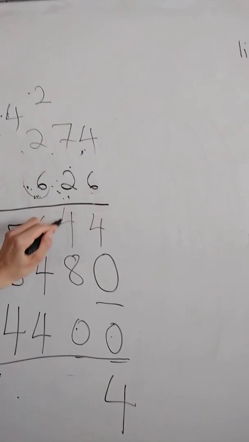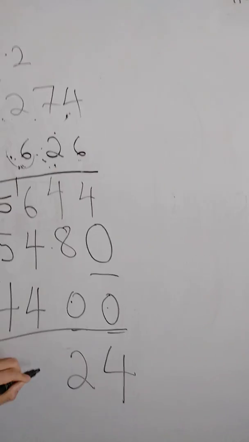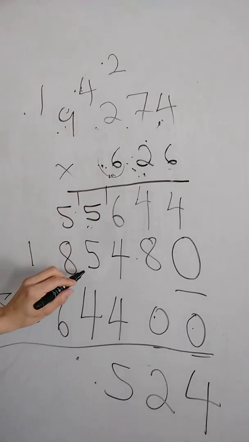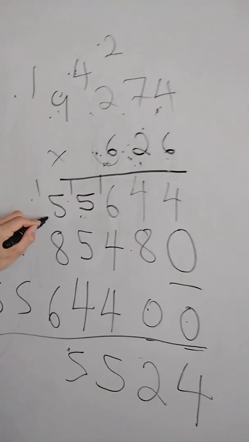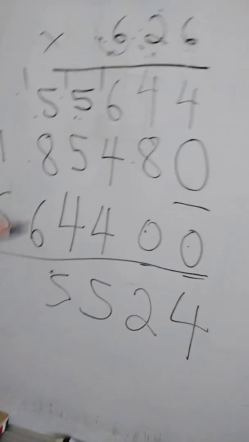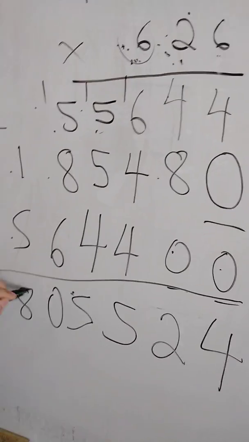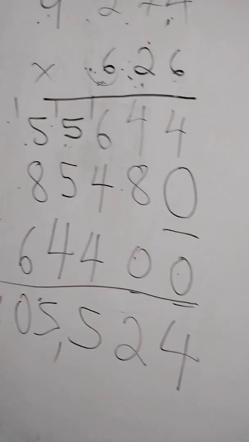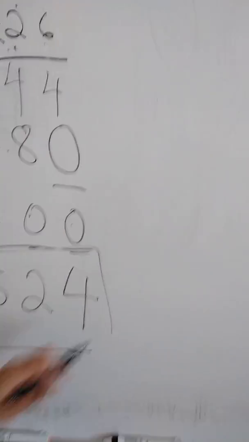So 4. 4 plus 8, 12. Right? 6 plus 1, 7. 7 plus 4, 11. 11 plus 4, 15. 5 plus 1, 6. 6 plus 5, 11. 11 plus 4, 15. 5 plus 1, 6. 6 plus 8, 14. 14 plus 6, 20. 2 plus 1, 3. 3 plus 5, 8. 5, bring it down. So this is the beautiful number that we have: 5,805,524. That's the answer. Okay?